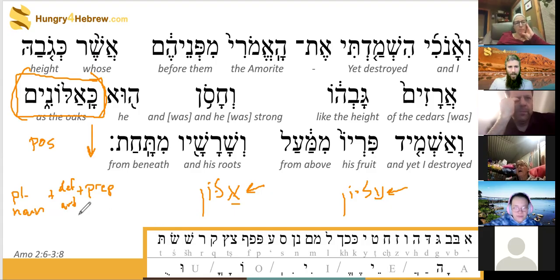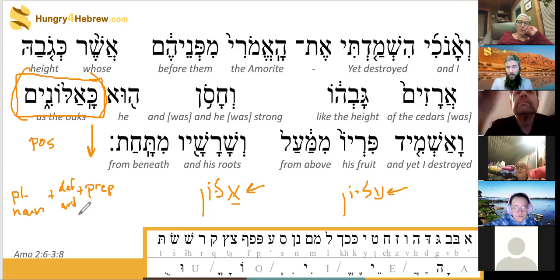But remember what I said about prepositions, right? Prepositions show you the relationship between two objects. So what two objects are we showing the relationship between here? It's the he, the one that is strong, and the oaks. And how are they related? Ka. Like, similar, metaphor. So it is a preposition.